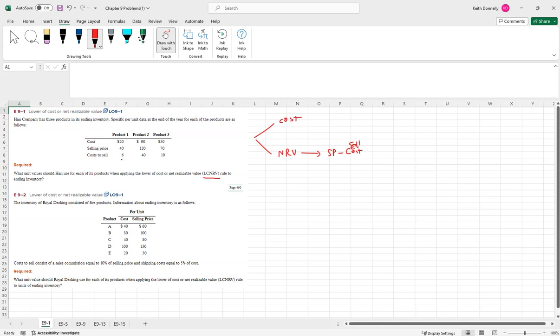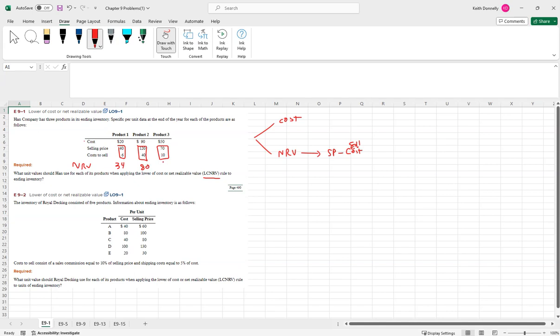So in this way, we have our costs, that's great, but we've got to figure out our NRV. So it's really going to be the 40 minus the 6, the 120 minus the 40, the 70 minus the 10. The selling price minus the selling cost. So we're looking at 34, what is that? 80.